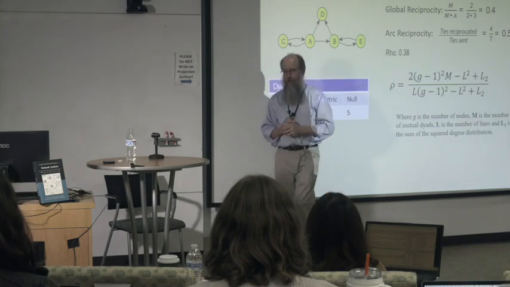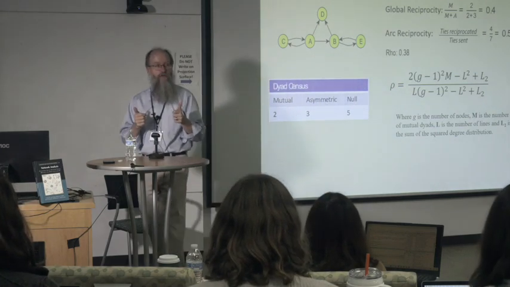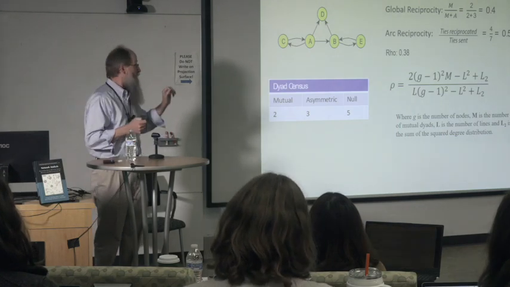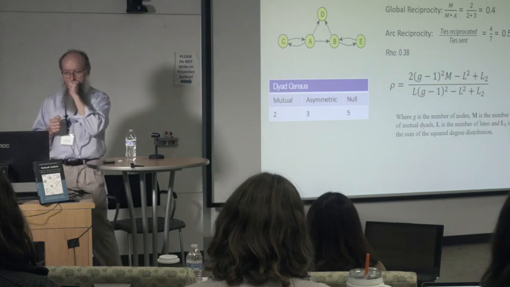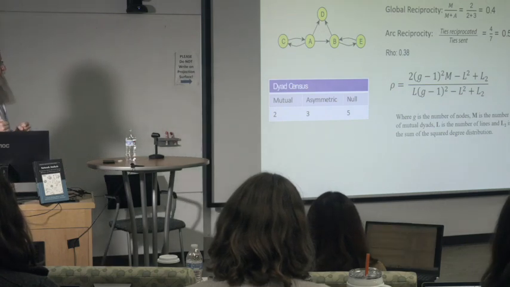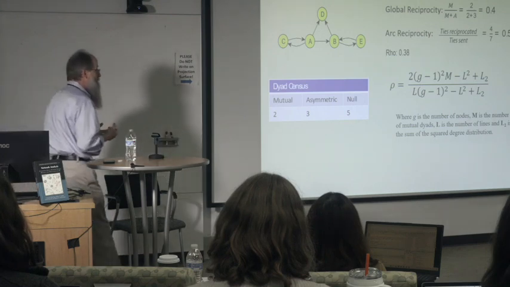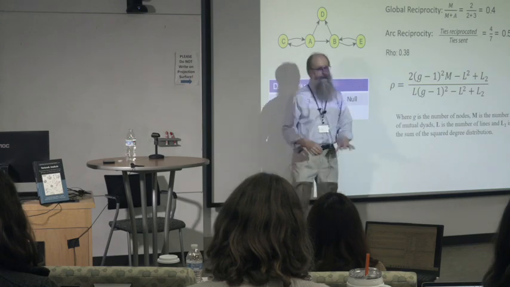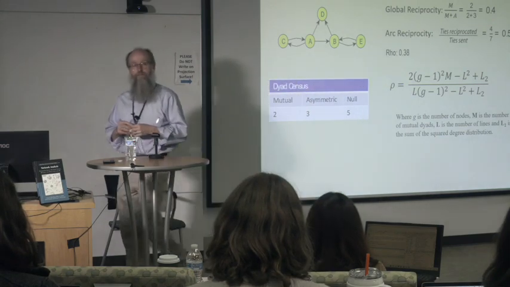Rho says, well, let's compare it to flipping coins at random. And so if we were to take every dyad and flip a coin, make it symmetric or not, given the total number of ties in the network, we would expect that this is 38% more than you'd expect by chance. And so the formula for that is here. I'm not going to go through what it is, but rho is the chance-adjusted probability of having a reciprocal tie.